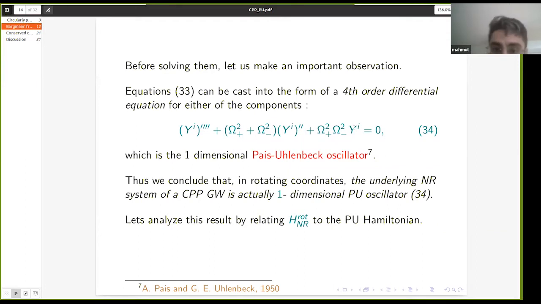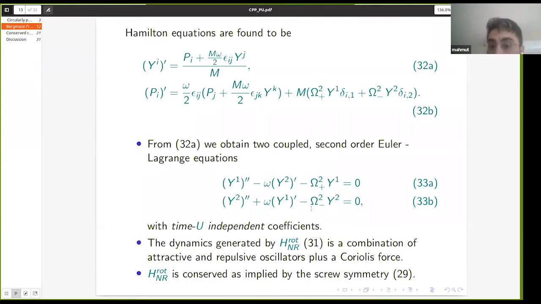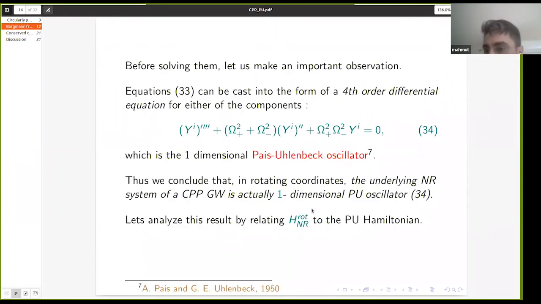And the interesting point is that these equations define a higher order theory called the Pais-Uhlenbeck oscillator. Therefore, we can say that the non-relativistic system underlying a 4-dimensional circularly polarized periodic gravitational wave is actually a 1-dimensional fourth order Pais-Uhlenbeck oscillator. Okay, but this is just the equation of motion.